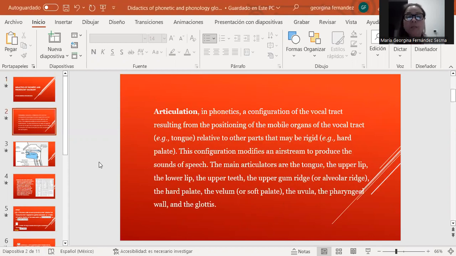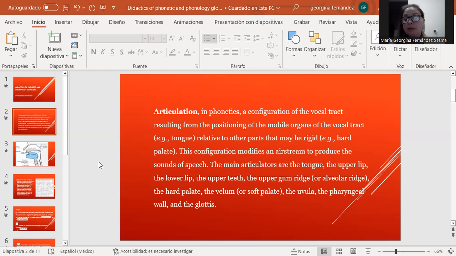The first term is articulation. In phonetics, a configuration of the vocal tract resulting from the positioning of the mobile organ of the vocal tract, for example, the tongue, relative to other parts that may be rigid, for example, hard palate. This configuration modifies an airstream to produce the sounds of speech.